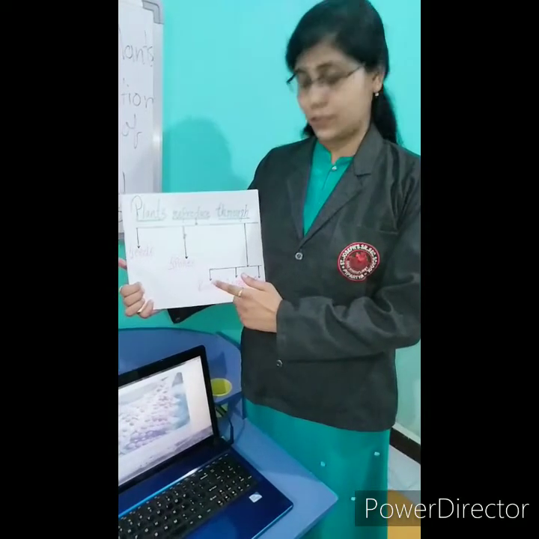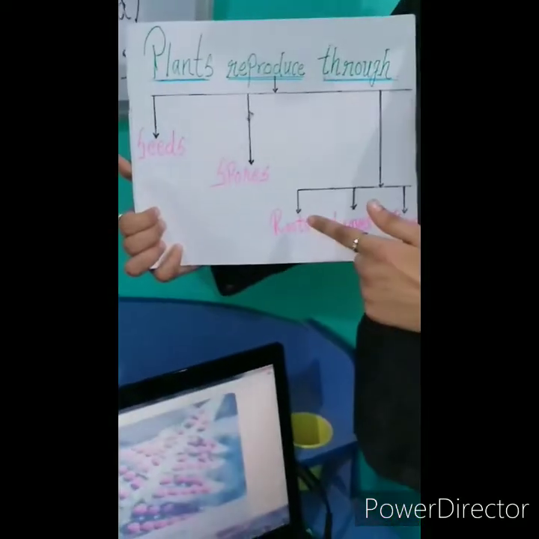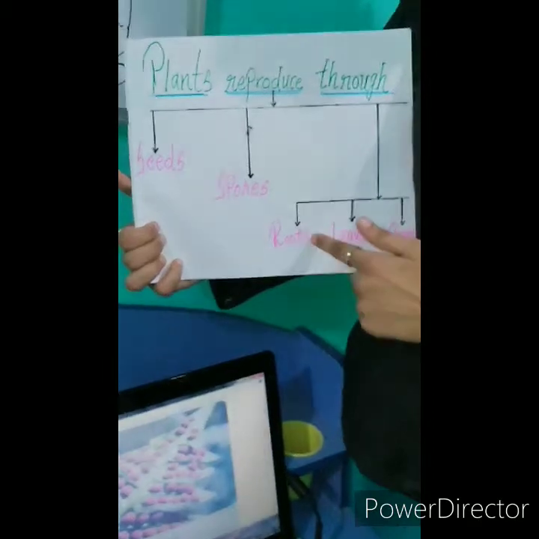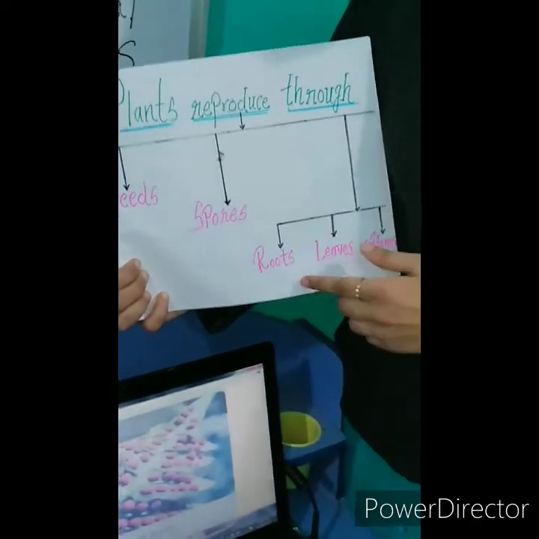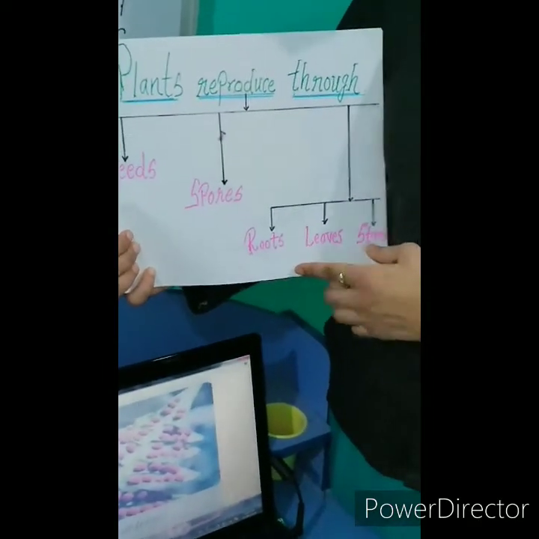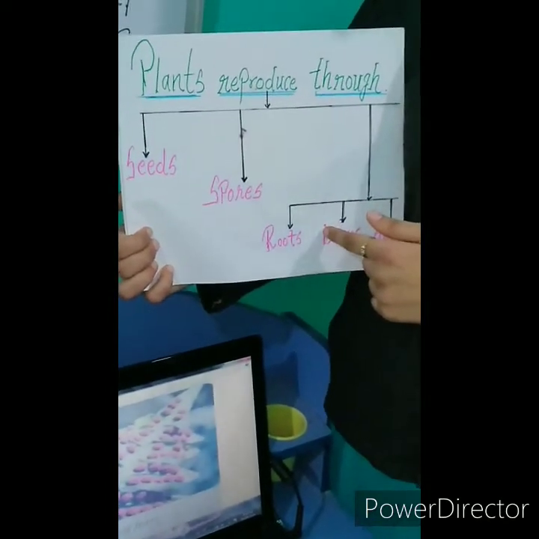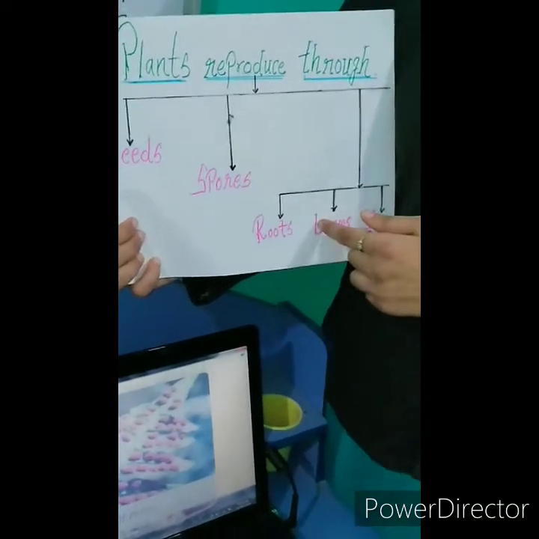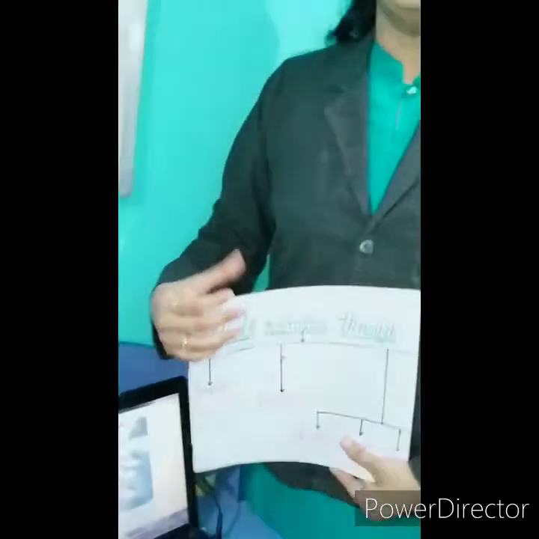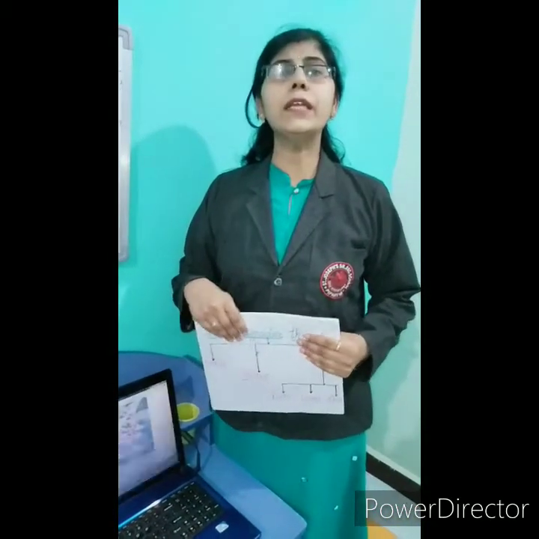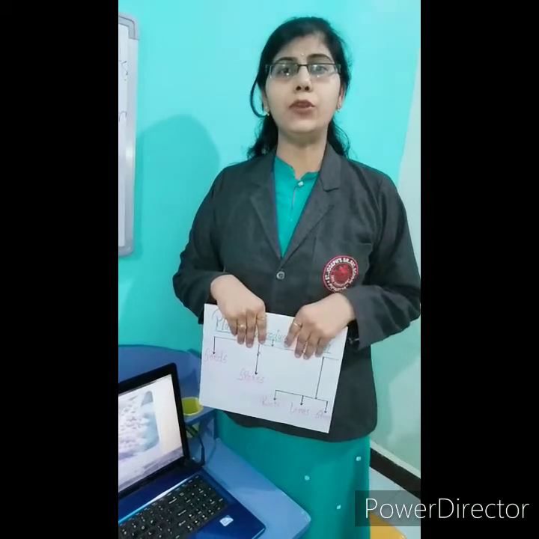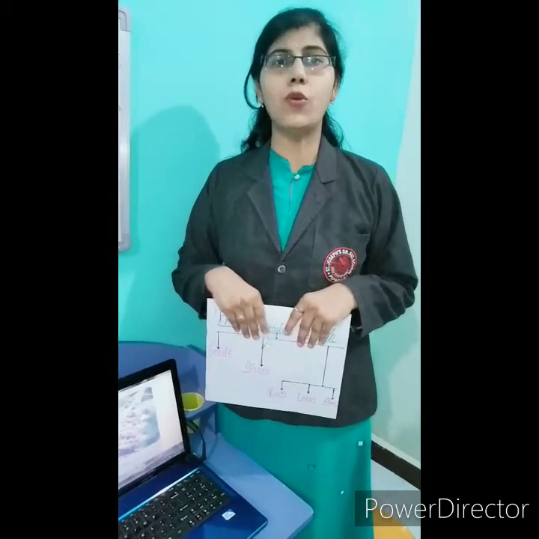The third one is roots, which means reproduction from roots. Plants which reproduce from the root, examples are carrot, sweet potato, radish. If you want to do an experiment at your home, you can do it also.